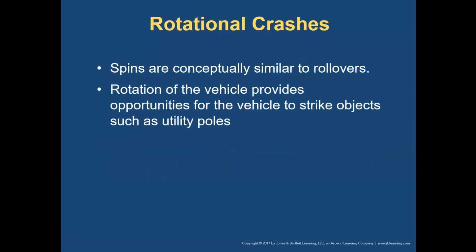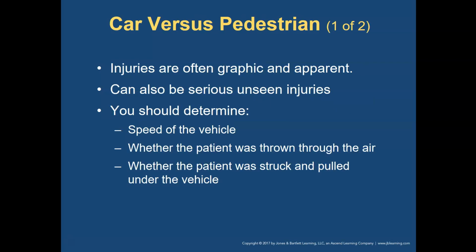So spins are conceptually similar to rollovers because of things spinning around and weight being shifted so drastically. But the rotation of the vehicle as it spins provides opportunities for the vehicle to strike objects, such as utility poles. It doesn't just get hit and stop, much like that rollover. It continues to move, and by doing that, it has that opportunity to strike some stuff.